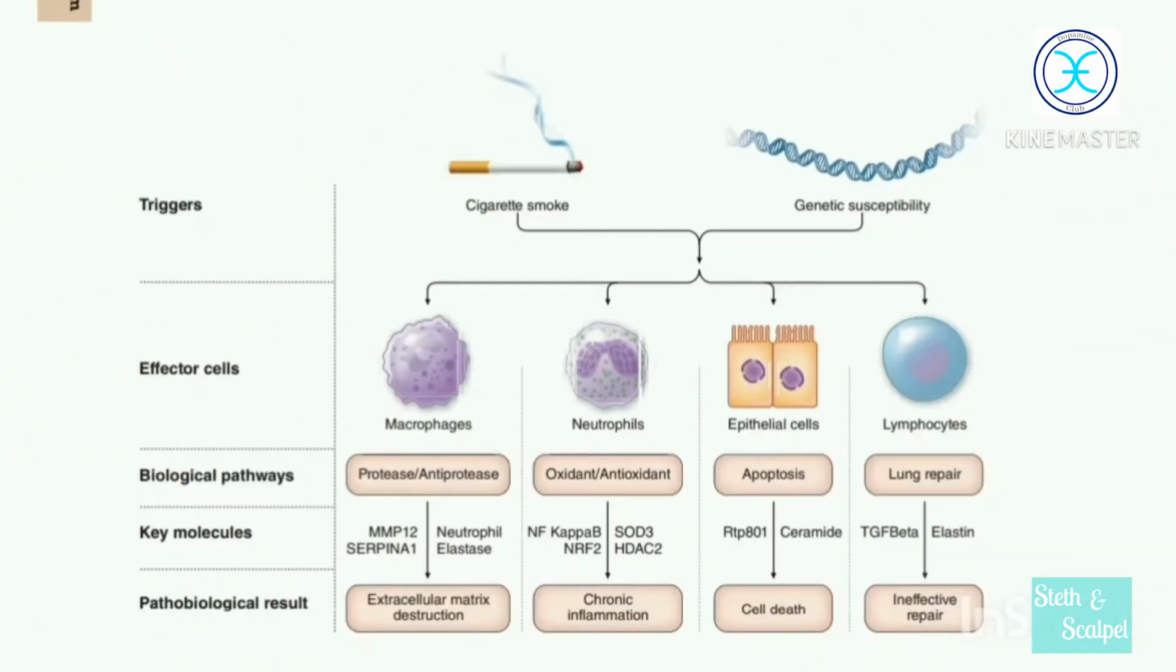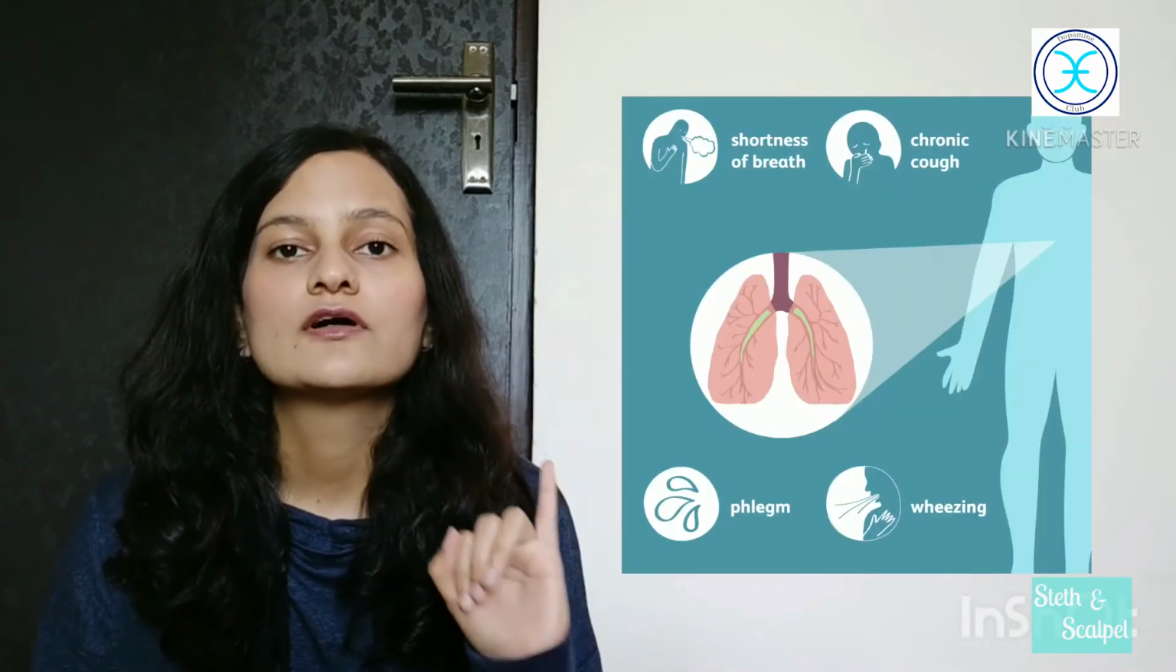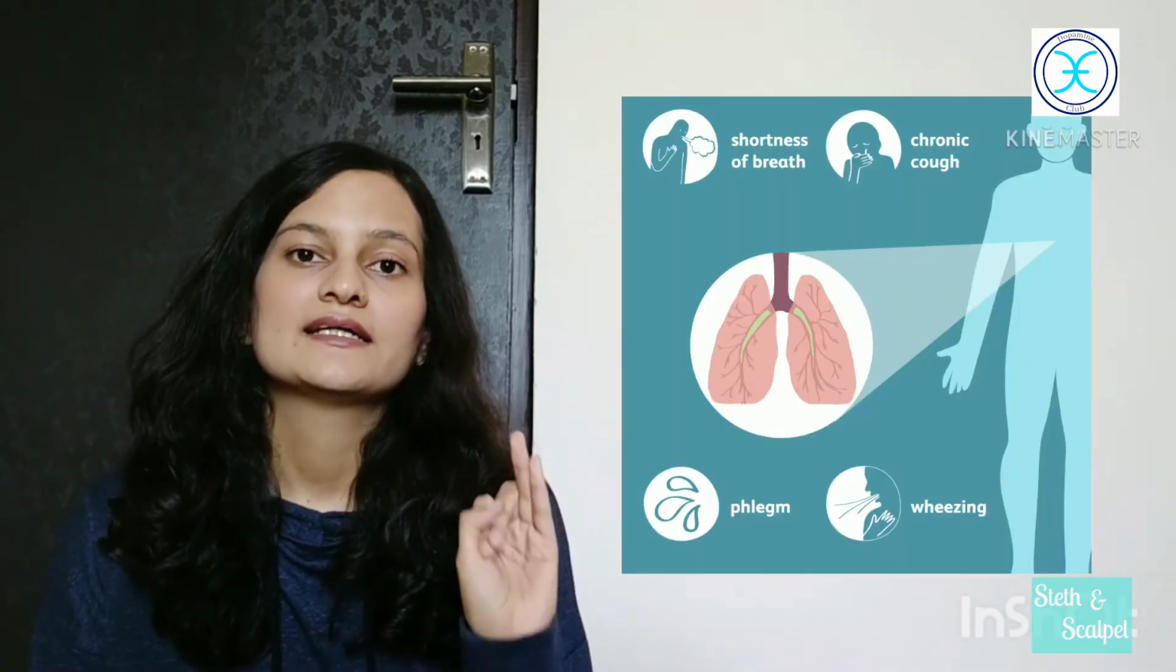Now let's talk about the pathophysiology of COPD. Certain triggers like cigarette smoke and genetic susceptibility together activate certain effector cells like macrophages, neutrophils, epithelial cells and lymphocytes. These release certain key molecules which result in pathobiological effects like extracellular matrix destruction, chronic inflammation, cell death and ineffective repair. Now the symptoms that the patient will come with are cough, sputum production and dyspnea.